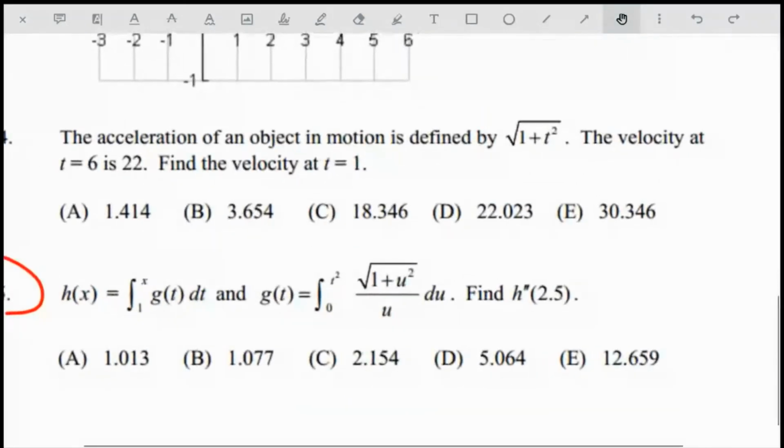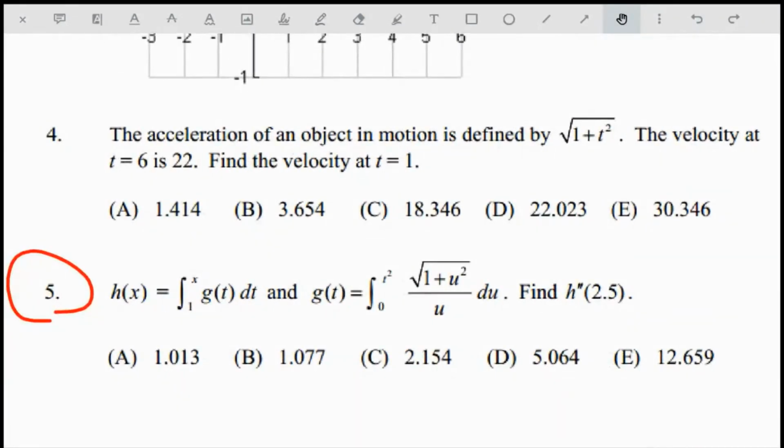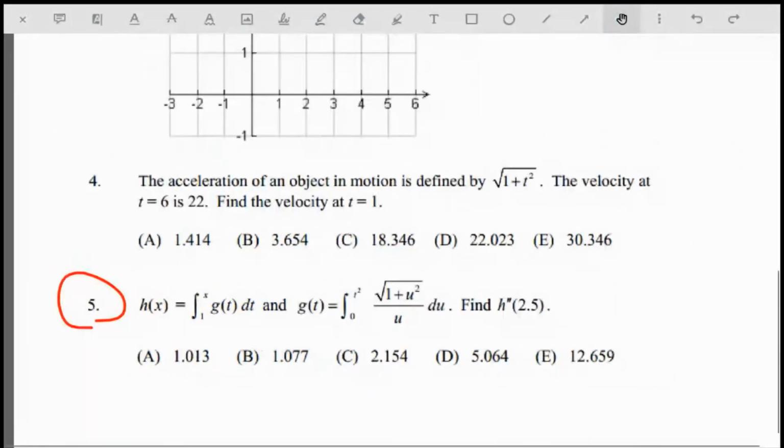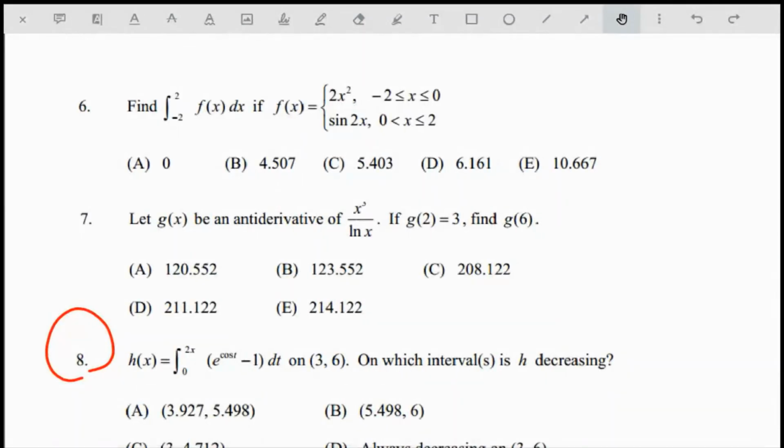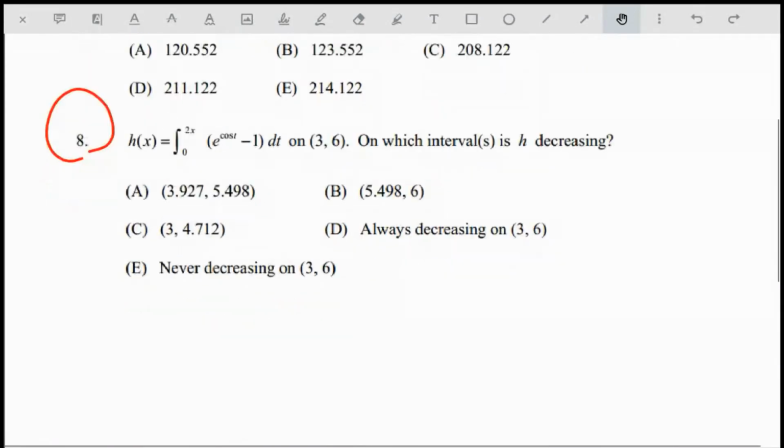Take a look at number 5 again, another example here. We're given h of x, we're given g of t. They say find h double prime at 2.5. Notice that h is defined as the integral of g of t. So again, a little bit different type of question than what you're going to see in the homework. So make sure you practice with some of these because they are going to give you some problems here that are going to work a little differently than the stuff that you see in Math Excel.